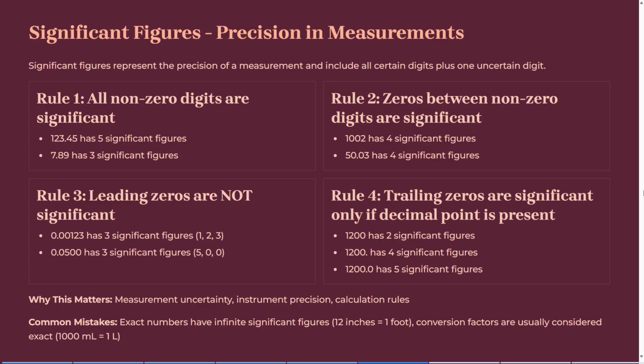Why does this matter? When you multiply or divide measurements, your answer can only be as precise as your least precise measurement. If you measure 2.34 grams and 0.892 milliliters, your calculated density can only have 3 significant figures, limited by the volume measurement.